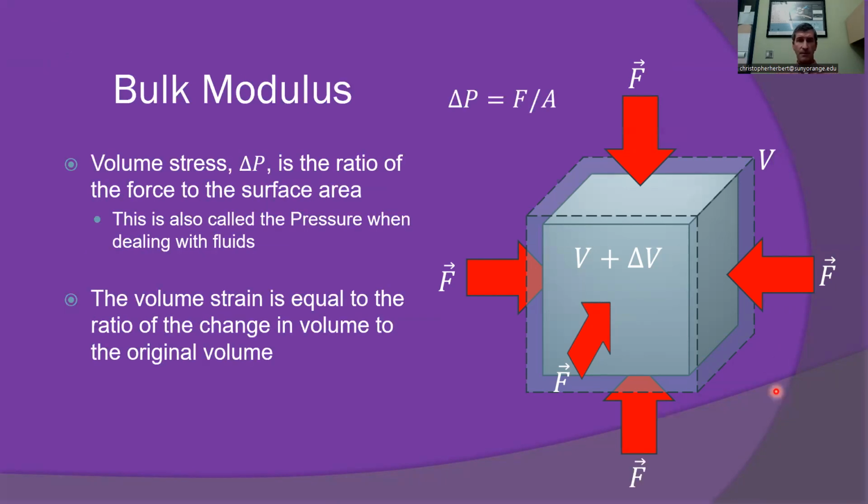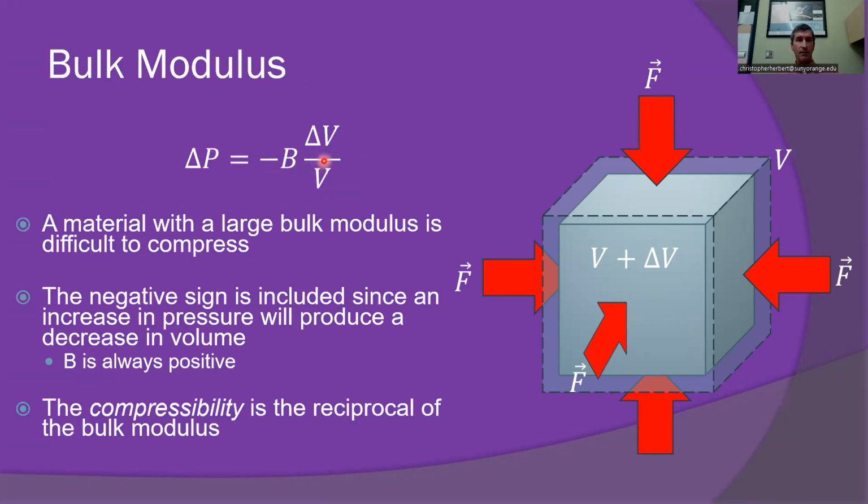So in this case, we can say that the pressure applied is going to be equal to the force divided by the area. So that is our stress. How many newtons is applied to all sides? That's our volume stress. And the response is we will get a volume strain or a bulk strain where we will decrease in volume.